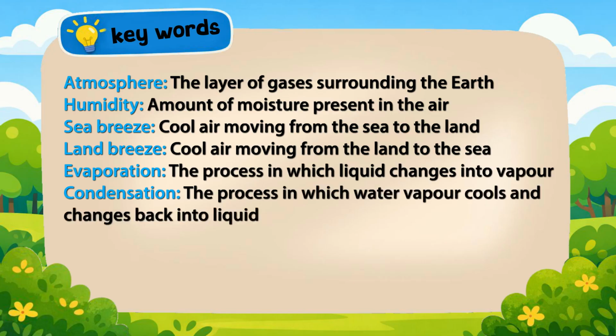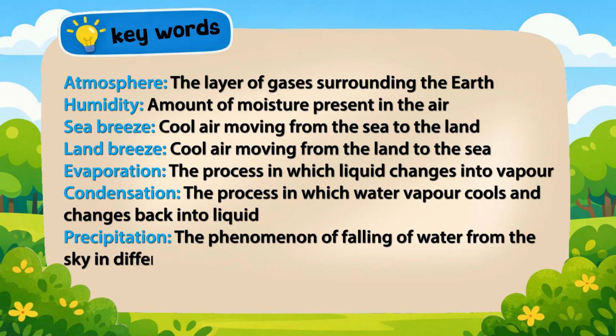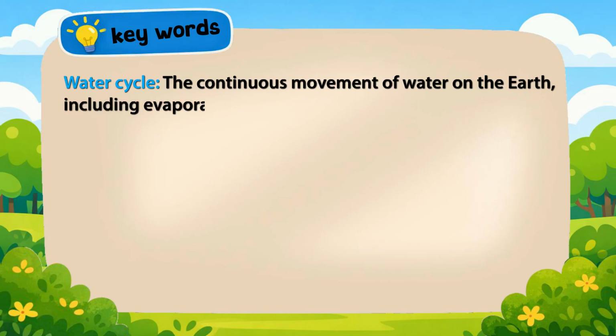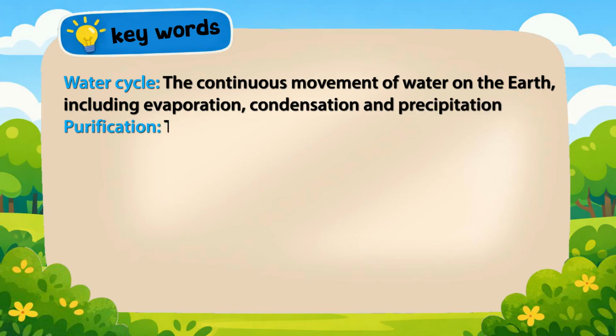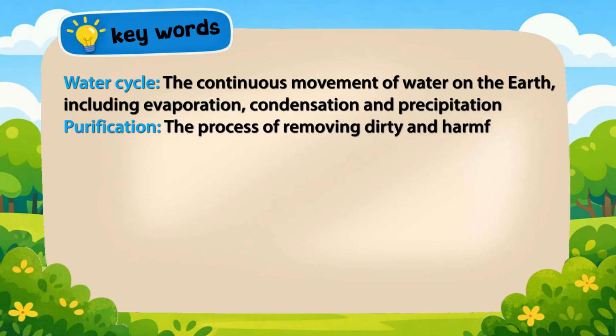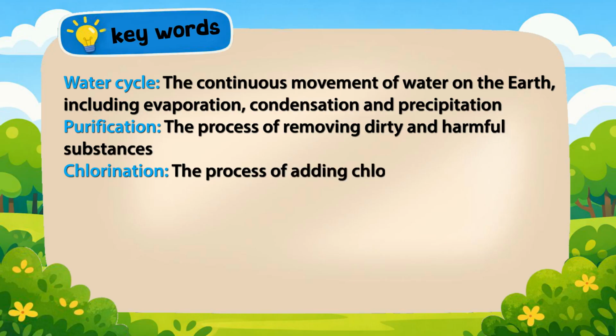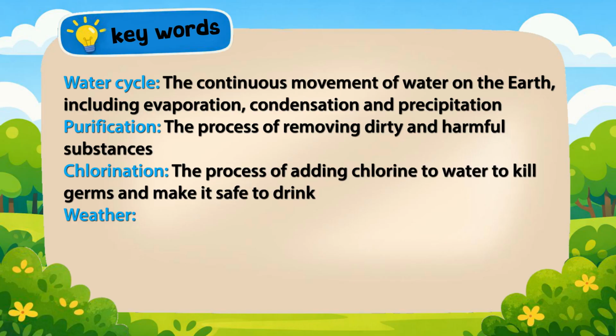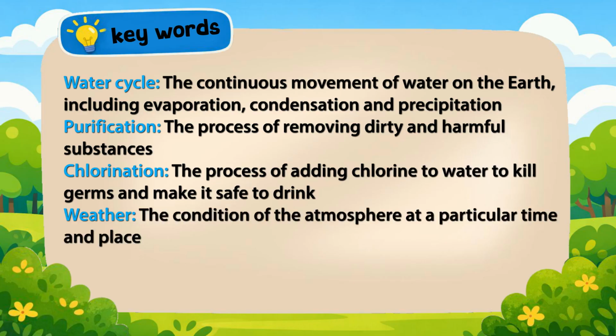into liquid; precipitation, the phenomena of falling of water from the sky in different forms; water cycle, the continuous movement of water on the earth, including evaporation, condensation, and precipitation; purification, the process of removing dirty and harmful substances; chlorination, the process of adding chlorine to water to kill germs and make it safe to drink; weather, the condition of the atmosphere at a particular time and place.